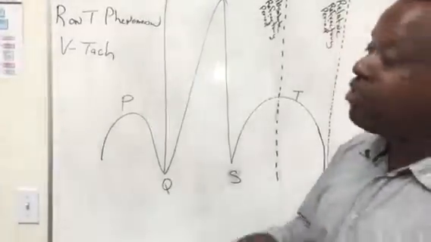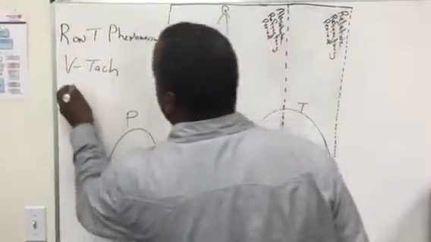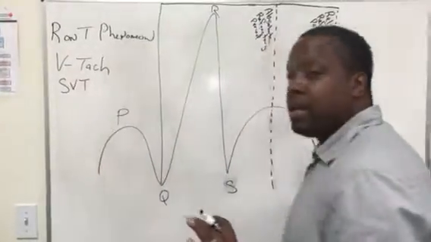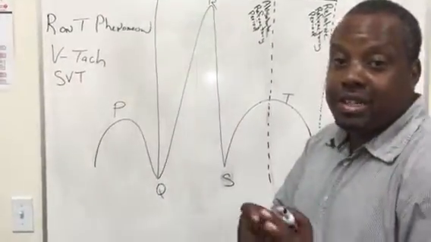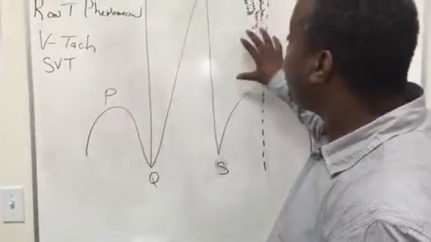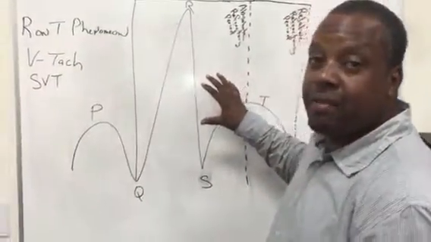So that's why, in patients with SVT, we want to use medications like adenosine, amiodarone, and procainamide to slow the rate down, because this is like a runaway train.